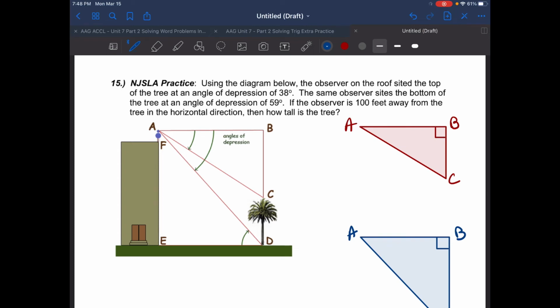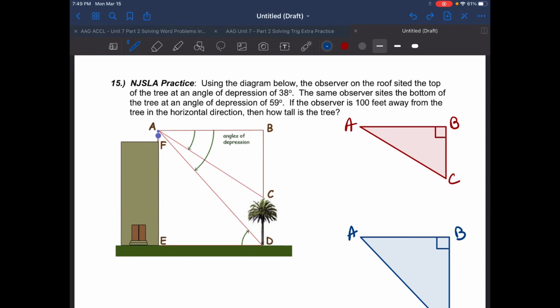In this example, we want to try this NJSLA practice question. It says, using the diagram below, the observer on the roof, which is this little dude up here, what did he do? He sighted the top of the tree at an angle of depression of 38 degrees. The same observer sights the bottom of the tree at an angle of depression of 59 degrees. If the observer is 100 feet away from the tree in the horizontal direction, then how tall is the tree?